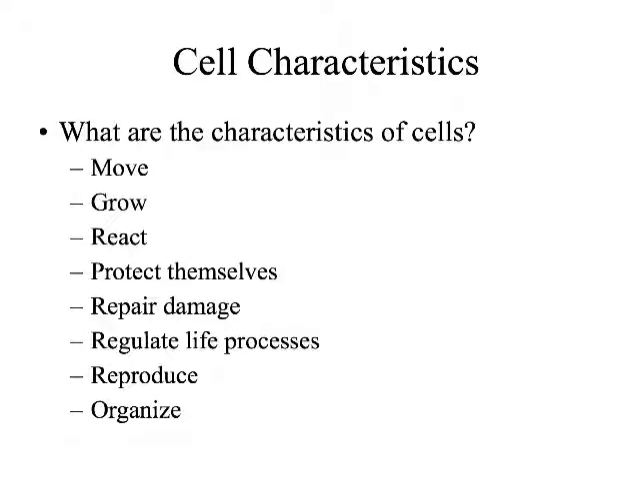So, what are the characteristics of cells? And sometimes biologists also just ask, what are the characteristics of life? How do we define what life looks like? They move, grow, react, protect themselves, repair damage, regulate life processes, reproduce, and organize themselves. Radiation can impact cells at every single one of those levels, right? So we're going to look very specifically at every single one of those levels and talk about what radiation does that affects cells in all those different ways.